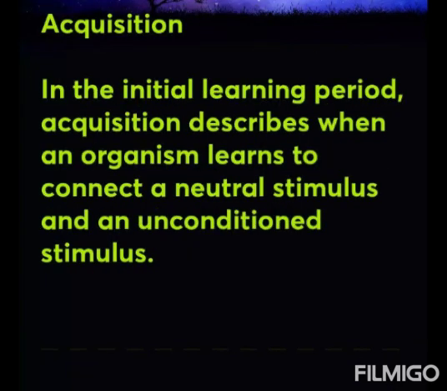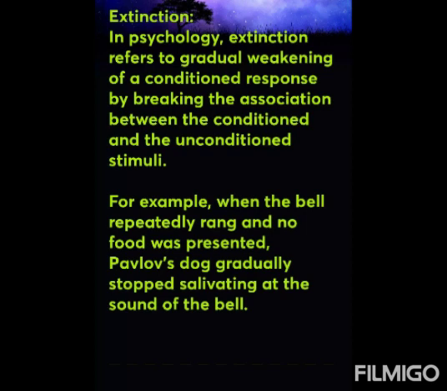What is acquisition? In the initial learning period, acquisition describes when an organism learns to connect a neutral stimulus and an unconditioned stimulus. So it is the initial learning period, when it starts to connect a neutral stimulus and an unconditioned stimulus. It is called acquisition. So the next phase is extinction.